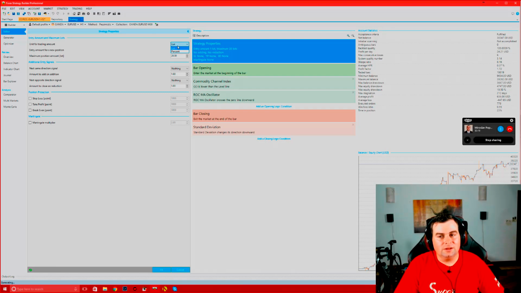Some traders use this, and sometimes it shows a good result for the backtests because with time the strategy is compounding. It makes profit and it increases the lot size, and trades more and more profit. But I don't think this is actually a very good idea.